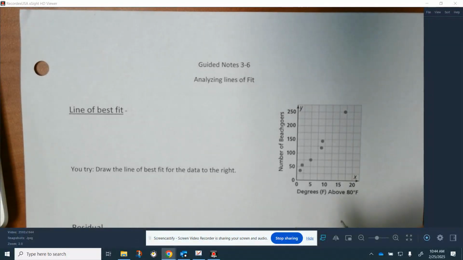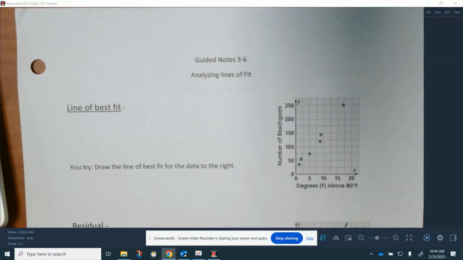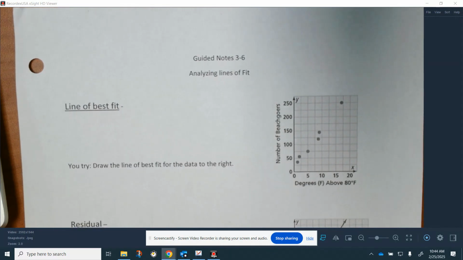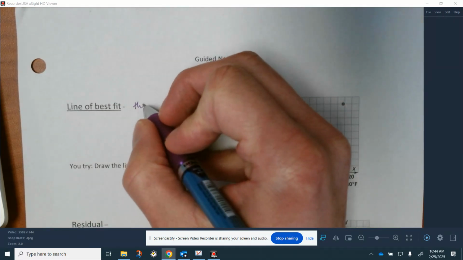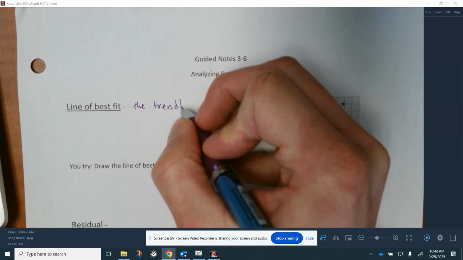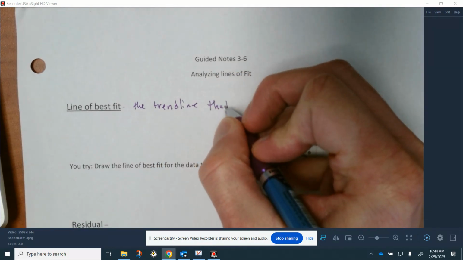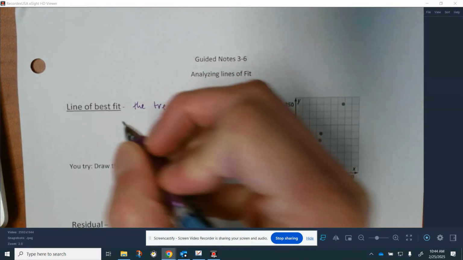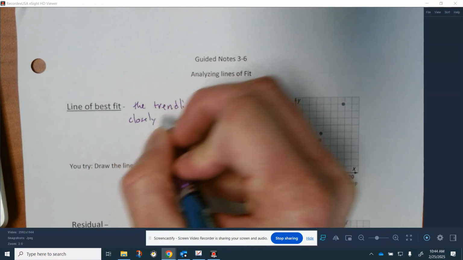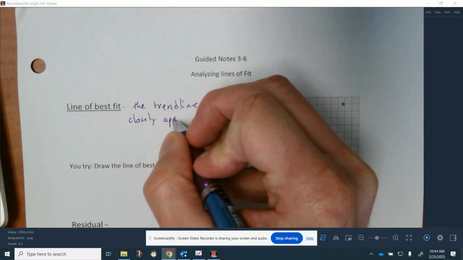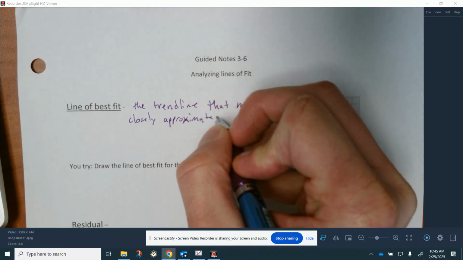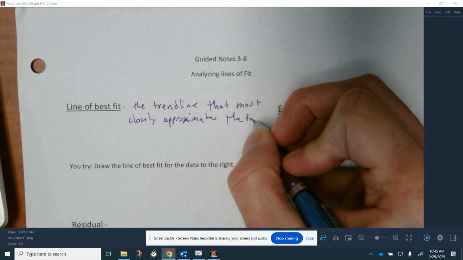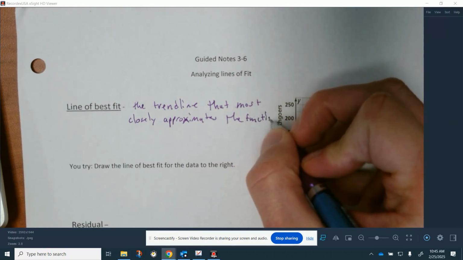All right, these are your guided notes for 3-6 on analyzing lines of fit. So we talked about what a line of best fit is already. A line of best fit is just the line, the trend line, that most closely approximates the function data.